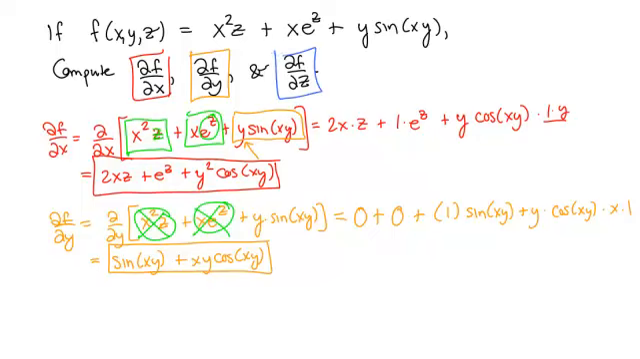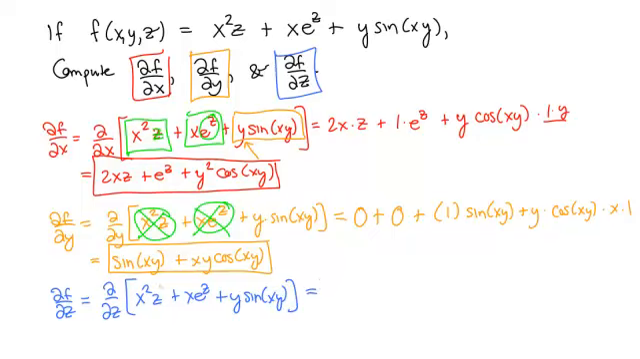Finally, we can take a look at del f del z. Del f del z means we're going to take the partial derivative with respect to z of x squared z plus x e to the z plus y times the sine of xy.